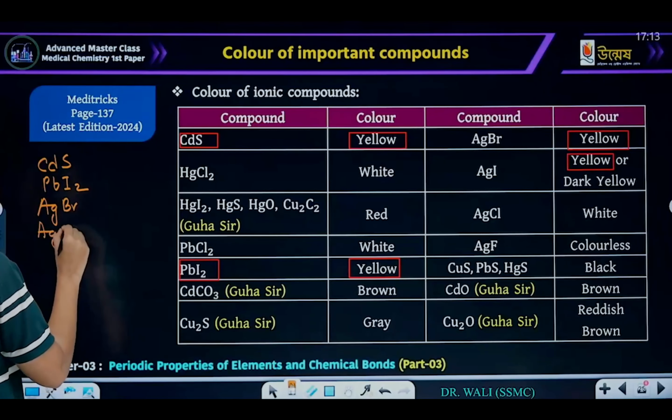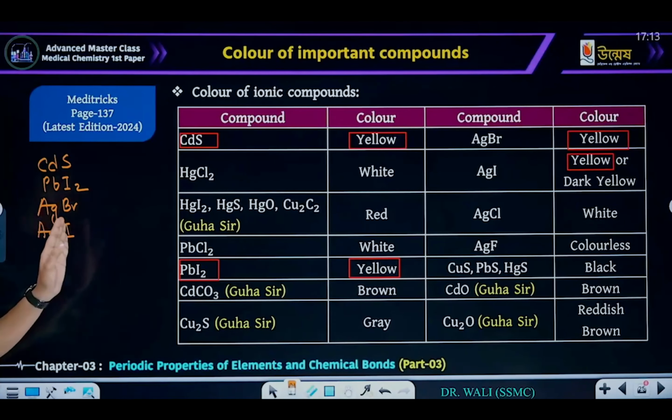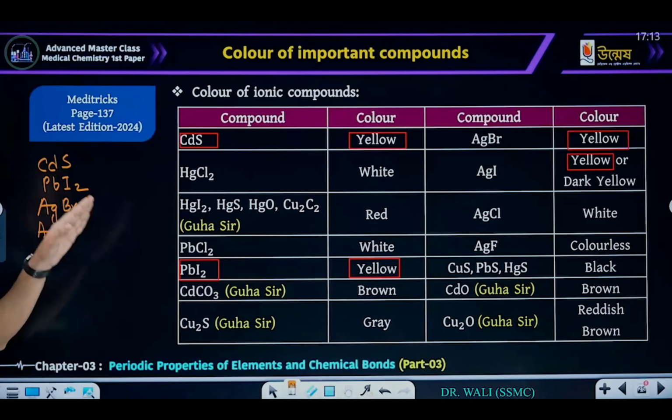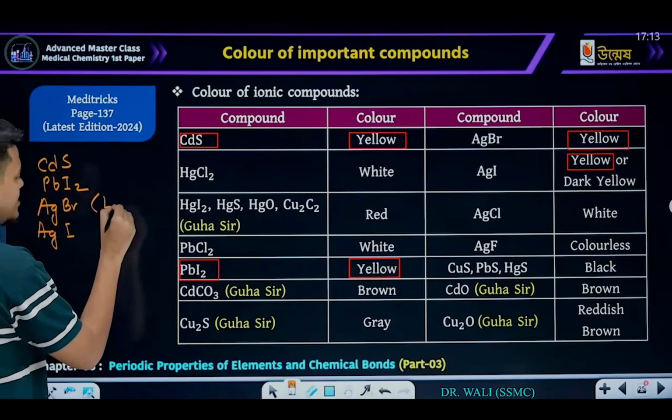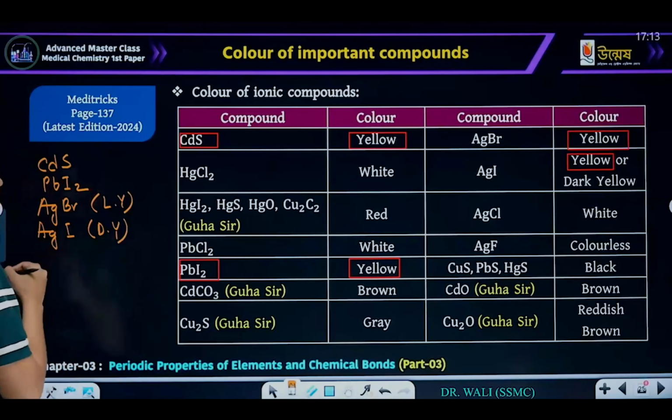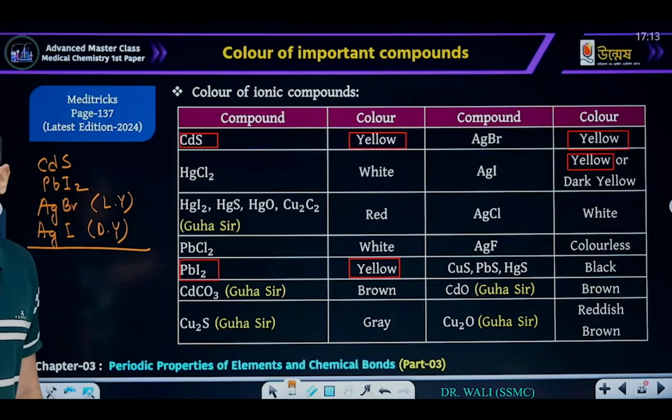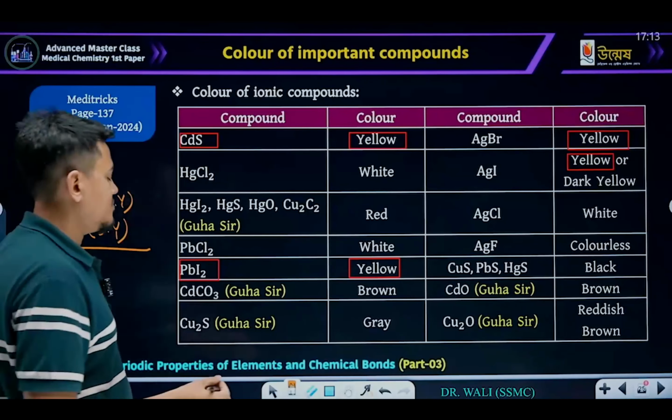and silver iodide. But when it becomes silver iodide, the polarization gets increased. That's why it becomes dark yellow or deep yellow. But silver bromide would be light yellow. Okay, this one is light yellow, this one is deep yellow. So in this way, you can collect all the similar colored compounds together.